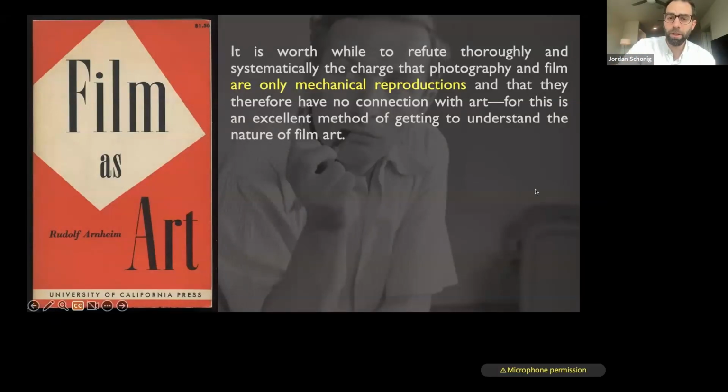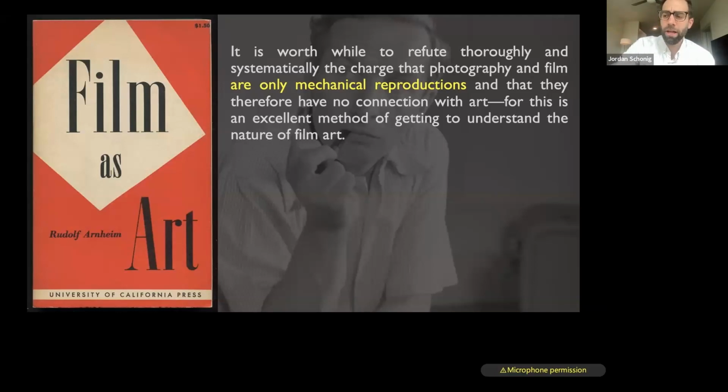And the argument begins this way. It says, it is worthwhile to refute thoroughly and systematically the charge that photography and film are only mechanical reproductions and that they therefore have no connection with art. For this is an excellent method of getting to understand the nature of film art.